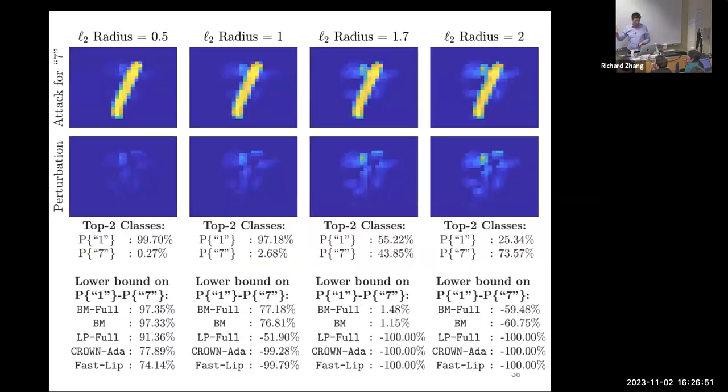And so let me just show you, right? So for example, this digit 1, they're trying to attack it, turn it into a 7. So this neural network thinks it's 99% confident that it's a digit of a 1, but all of these other techniques are not so sure.